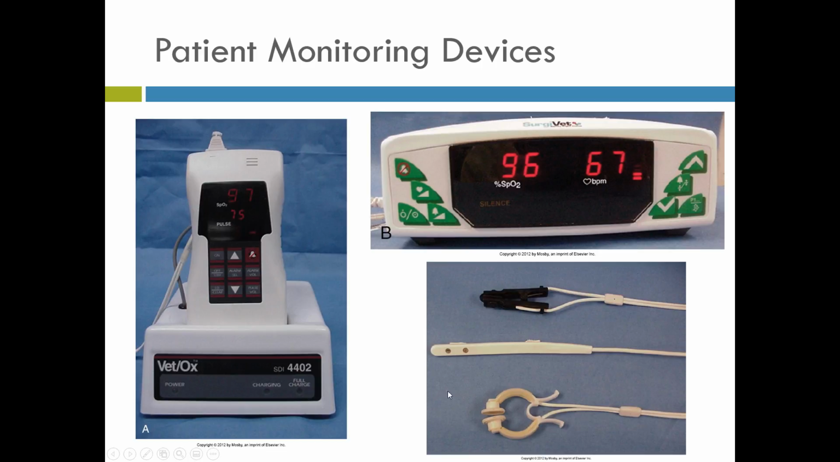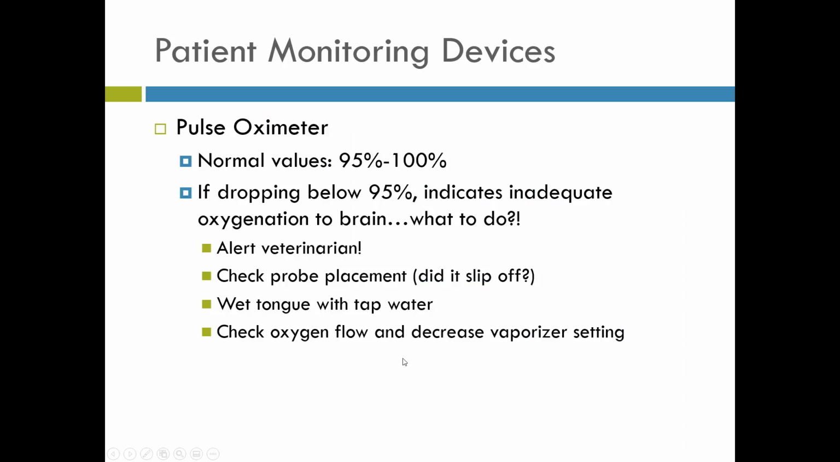So here's an example of a pulse oximeter. Here are the 3 different clip types. If you've ever gone to a doctor's office or a clinic where they just put that tiny little electronic device on your finger, that is also a pulse oximeter. Sometimes our pulse oximeter is in combination with other monitors as well. So normal values, you do need to know the normal values.